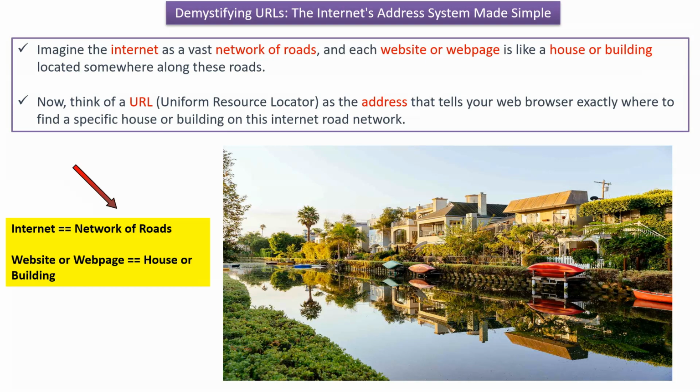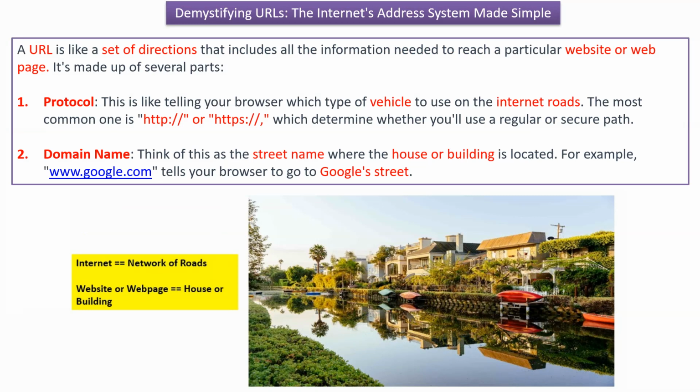We can think of URL as the address that tells your web browser exactly where to find a specific house or a specific building on this internet road network. URL is like a set of directions that includes all the information needed to reach a particular website or web page. And URL is made up of several parts. We will see one by one.